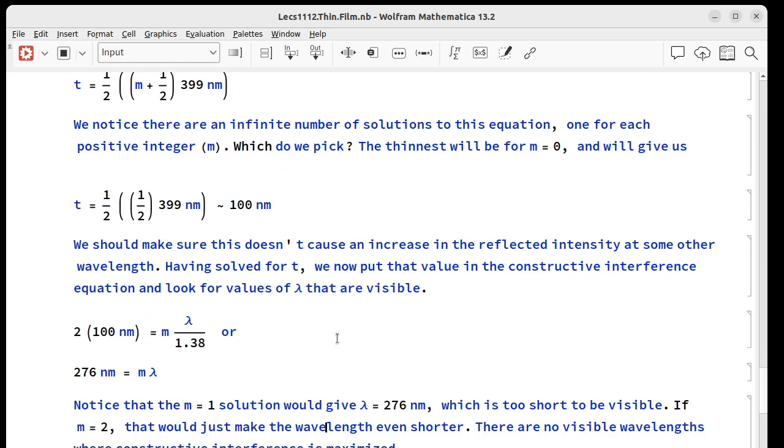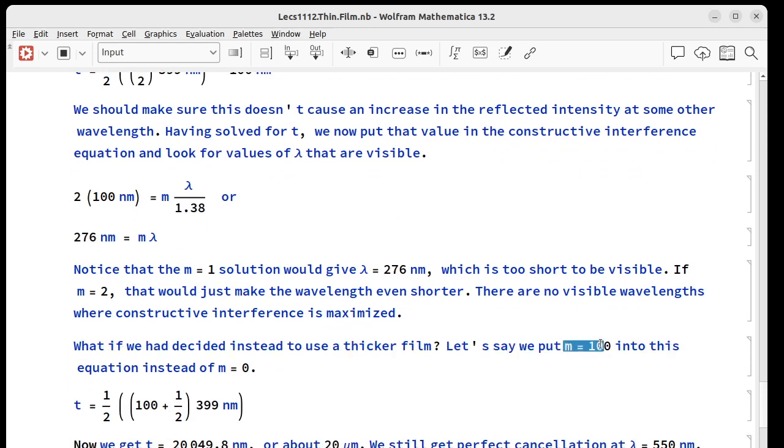Now that explains why we don't use a thicker film that may be easier to work with. Who knows? We could have designed this anti-reflective coating and used m equals 100 instead. We put that into our equation to find the thickness for this. T is 1/2, 100 plus a half, 399 nanometers. Now we get about 20 microns. Our cancellation is still perfect at lambda equals 550 nanometers, so it looks like this will work just as well.